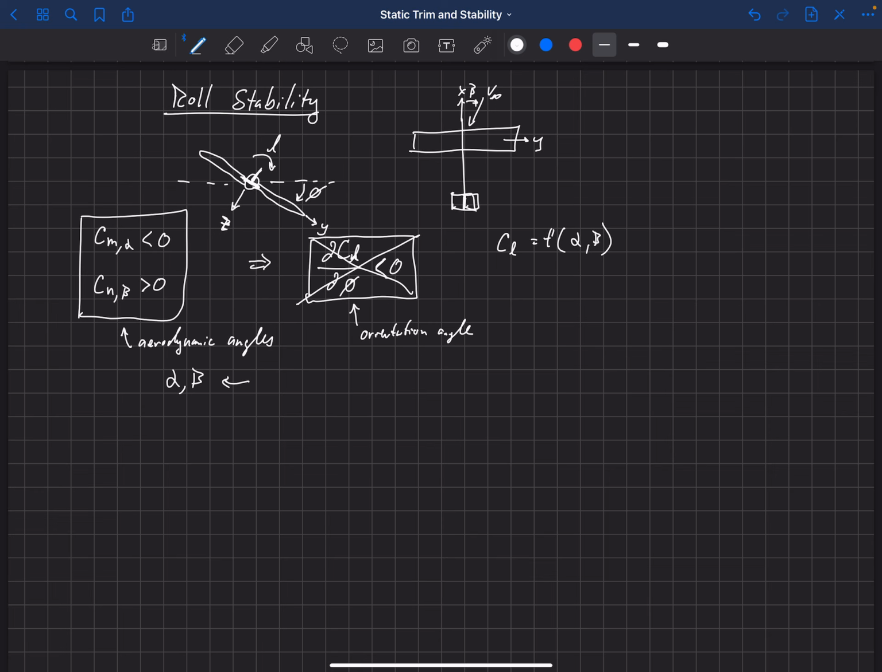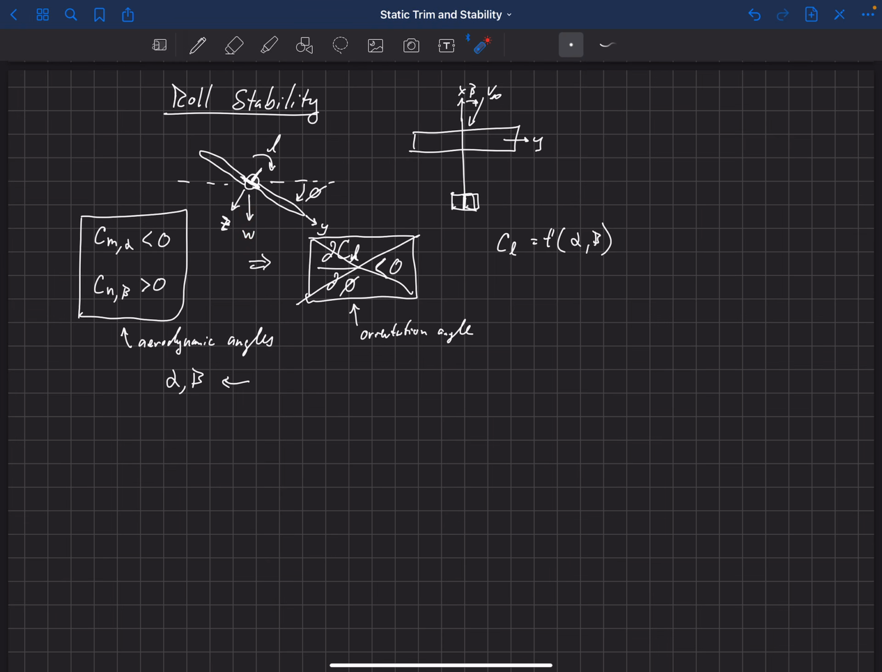So to understand this, we need to understand one more force on the aircraft, and that is our weight vector. Our weight always acts down towards Earth. If we were trimmed for steady level flight here, our lift would be equal to weight. If we had some disturbance in roll, so we have some positive bank angle here, now our lift is acting in this direction. It's not aligned with the weight vector anymore.